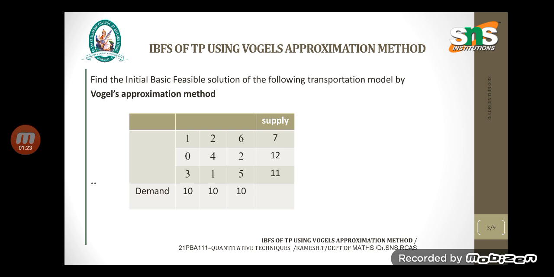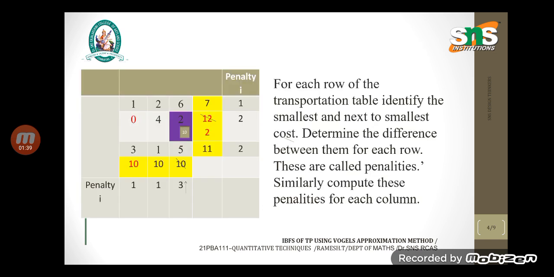So here the supplies and demands are given, and the unit costs are there. The total supply is 7 plus 12 plus 11, that is 30, and the total demand is also 30. Therefore the given transportation problem is balanced. So if it is so, there exists a feasible solution. Now we have the penalty.